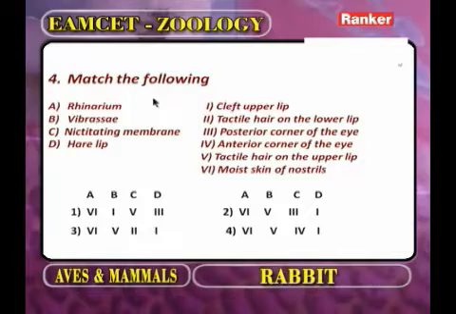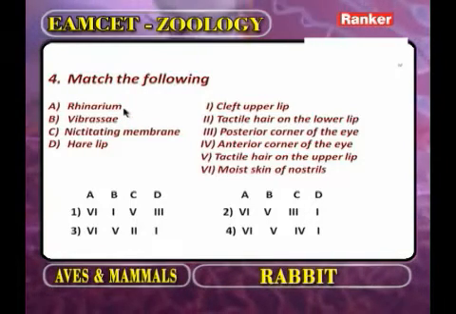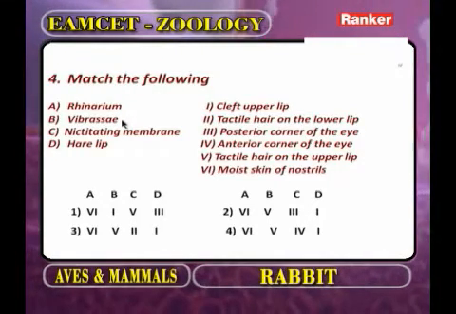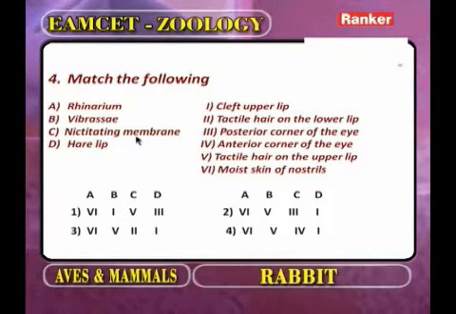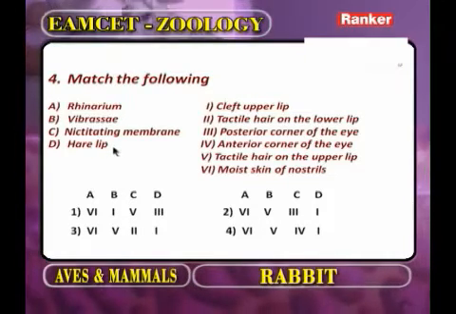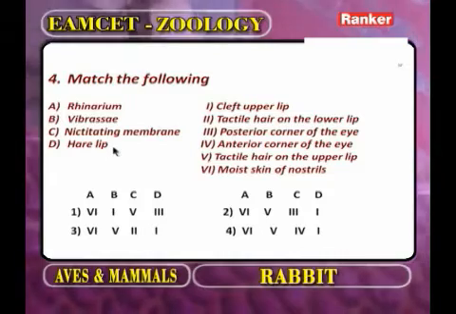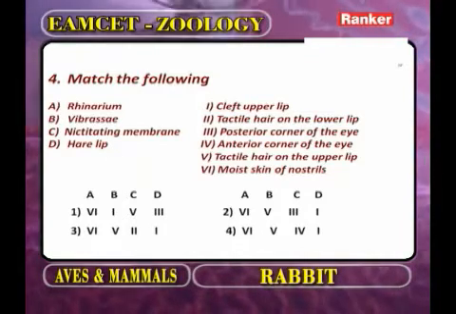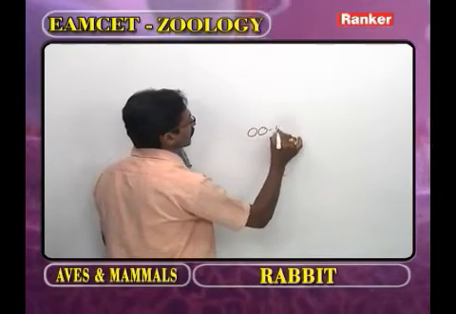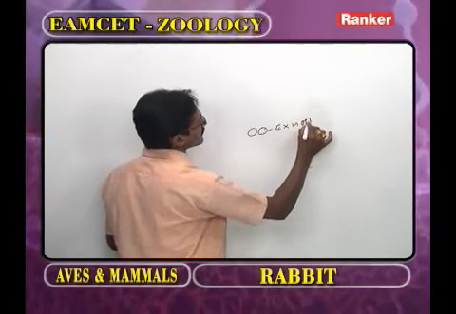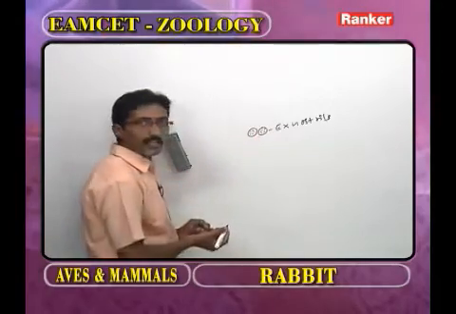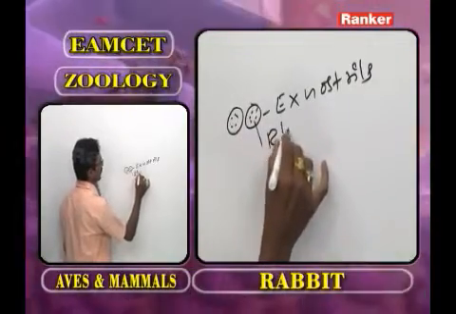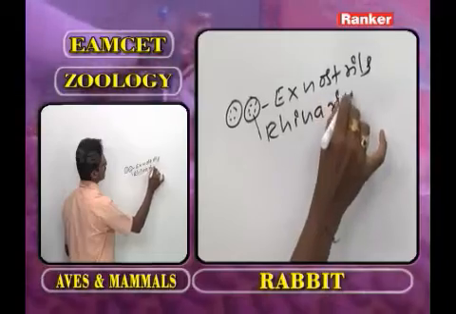Match the following. List 1 Rhinarium. Second one Vibrissae. They are also called whiskers. Third one is nictitating membrane. And the fourth one we call it as hair lip. Now based on this information, as we observe the head of rabbit consisting one pair of external nostrils. The external nostrils lined inside by mucous membrane, that we call it as rhinarium.